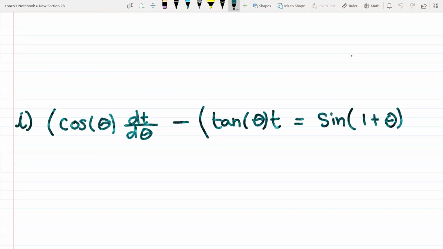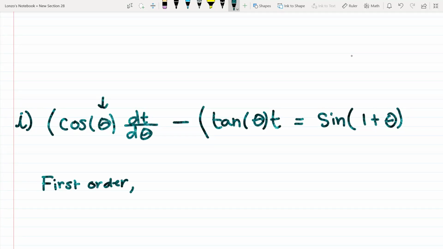The highest derivative is this one, dt over d theta, and that's the first derivative. So it's going to be first order. And is this linear or not? So let's look at all the terms. So this one, this is fine. This is fine, even though cosine is not linear, but it has a theta.